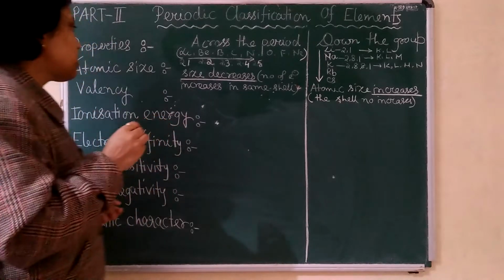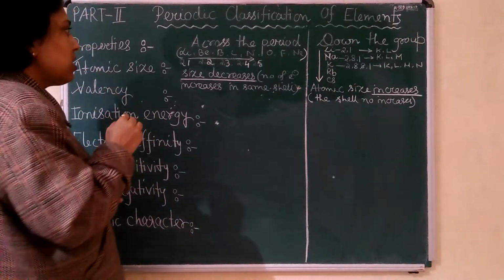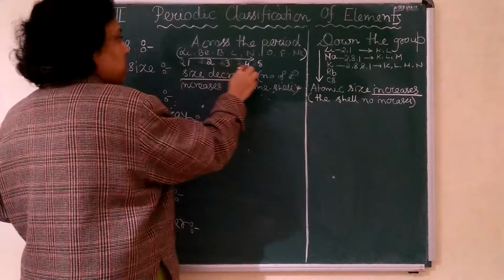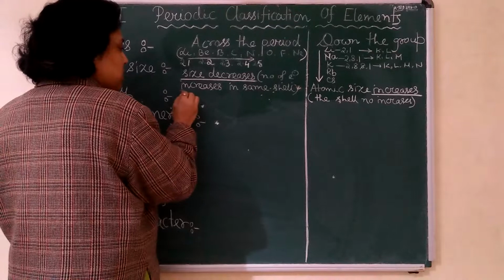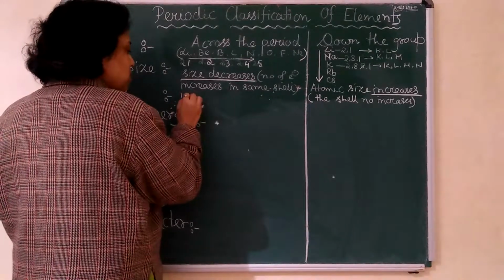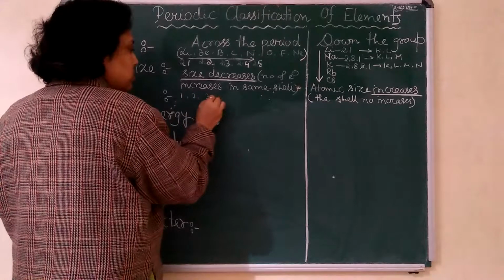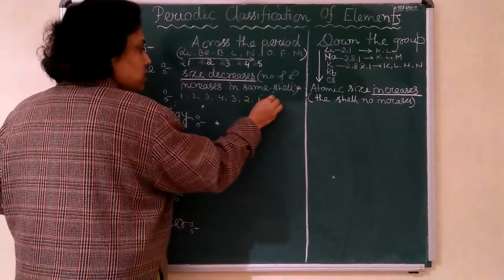Okay. Next property is valency. What will happen with the valency? Now see here, across the period. Okay, what is the valency? Across the period, the trick I have given. The valency trick is 1, 2, 3, 4, 3, 2, 1, 0.